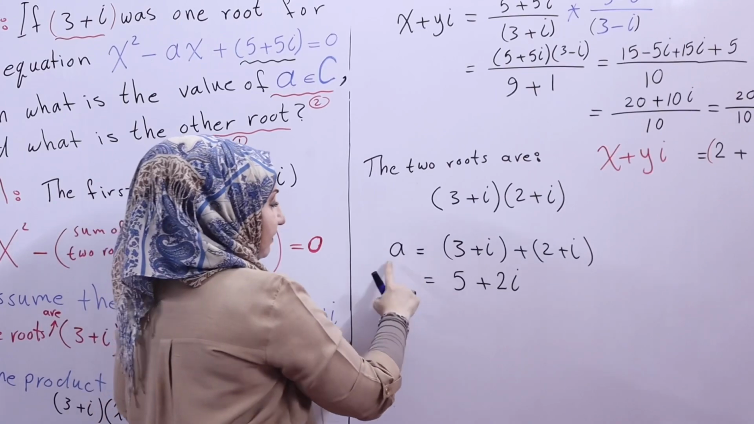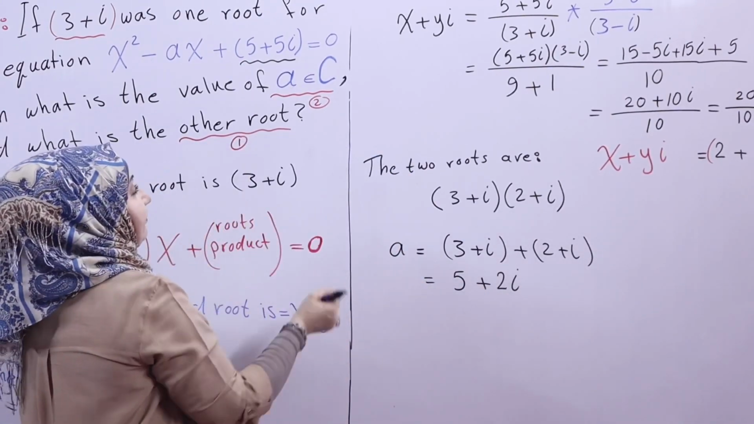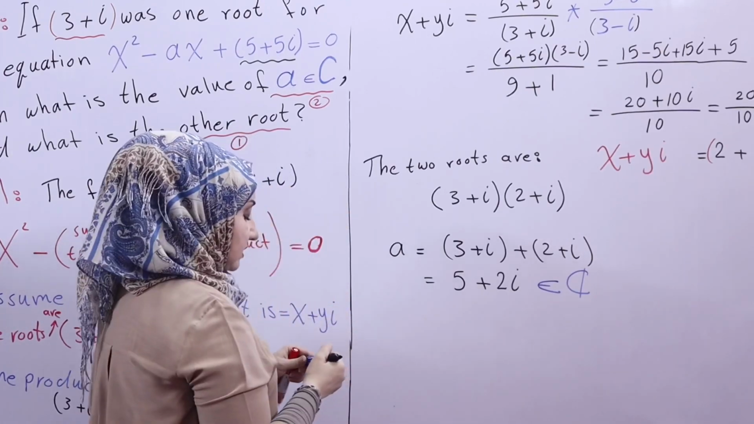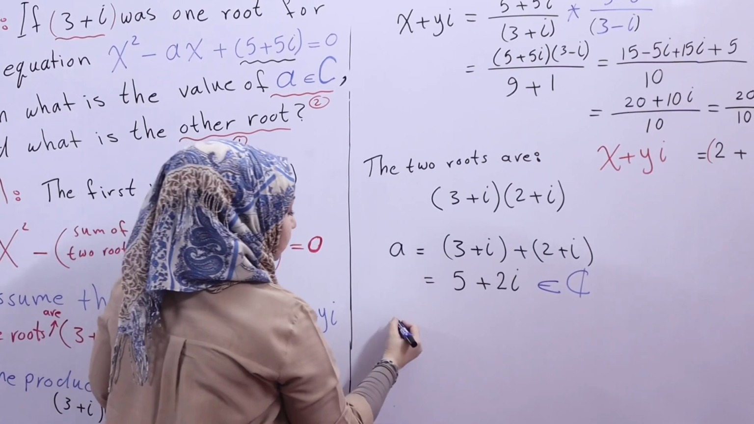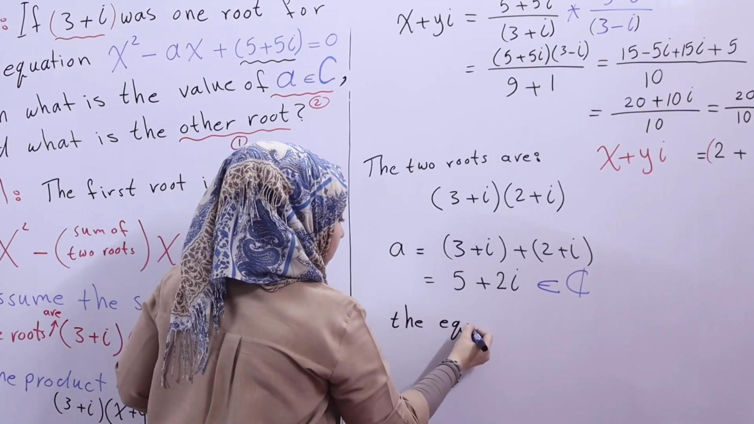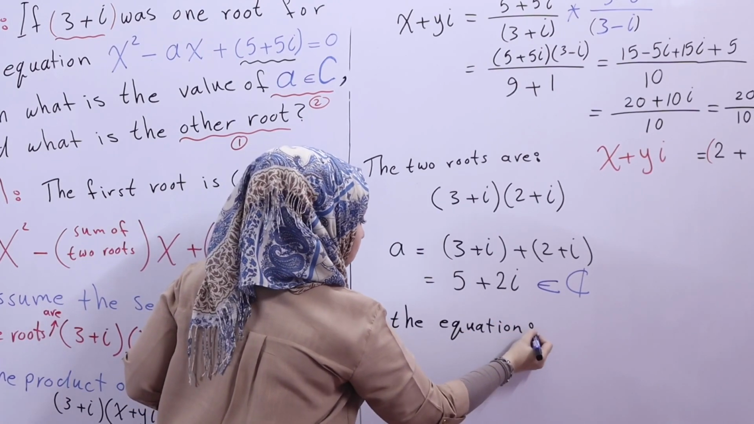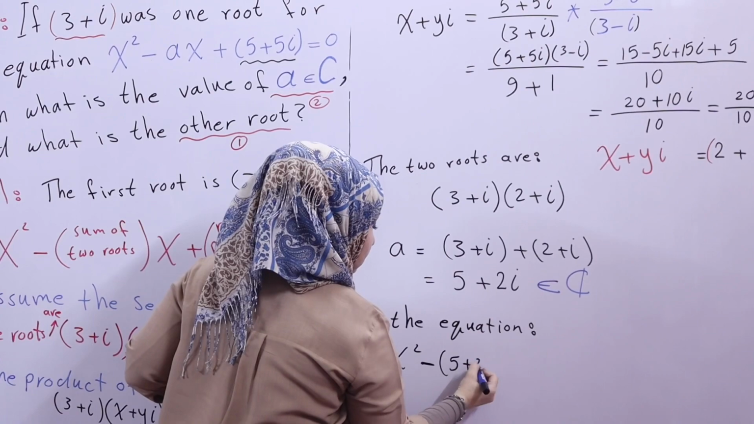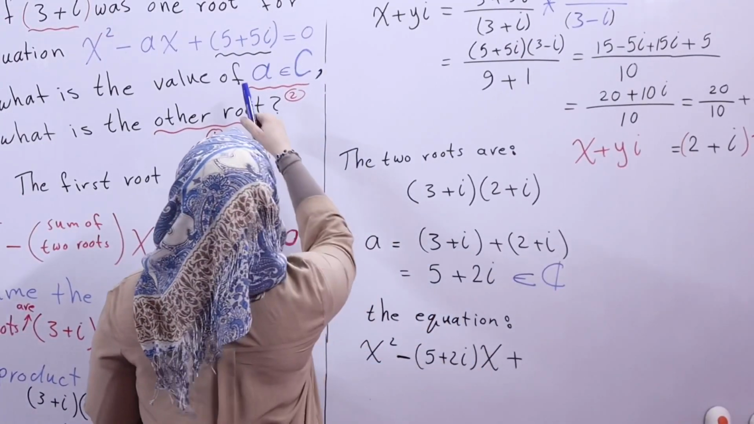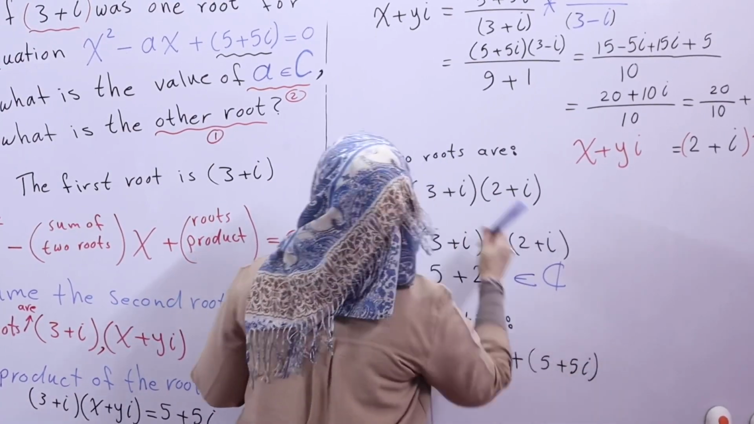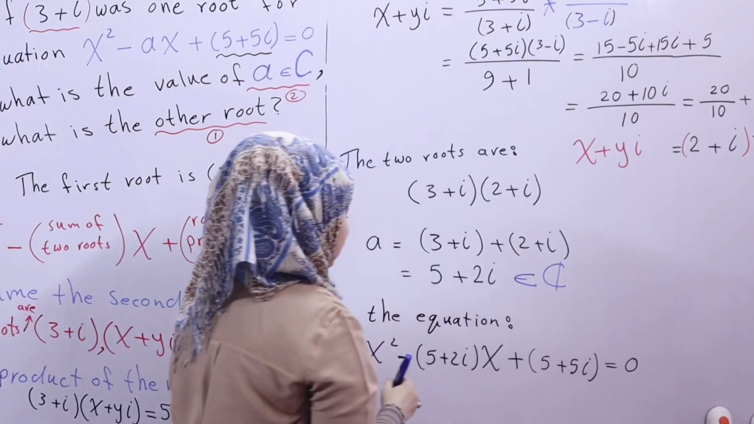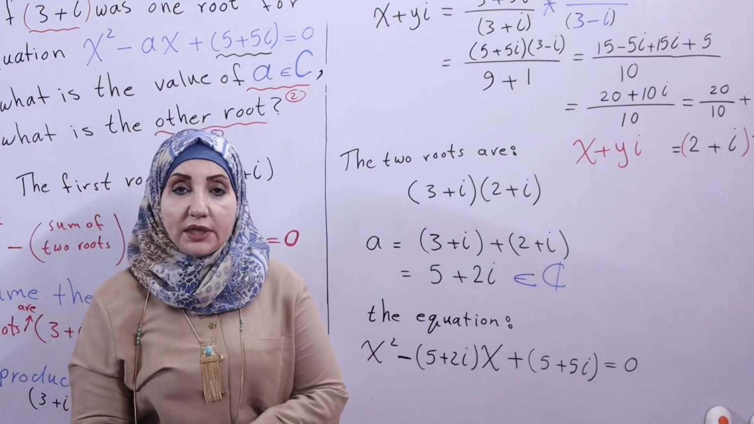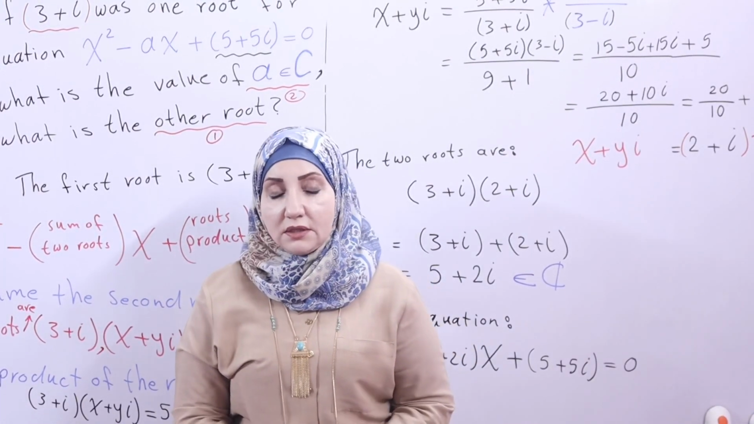So this is the value of a, which belongs to C, the complex numbers. Yes, a is a complex number. So we can write the equation if we want. It will be x squared minus (5 plus 2i)x plus 5 plus 5i equals 0. So this is the quadratic equation in our question. So we finished solving exercises 1 and 2, and we also finished our lecture for today. See you in another lecture, inshallah.